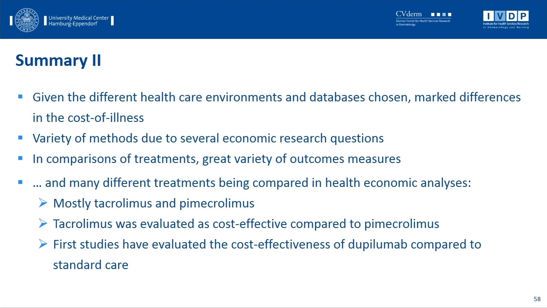Given the different healthcare environments and databases chosen, we can see marked differences in the cost of illness, and there's also a variety of methods due to several research questions. So in atopic dermatitis, you are also interested in the prevention. And in comparisons of treatments, there were several outcomes used to estimate the cost-effectiveness ratios between treatments. And tacrolimus and pimecrolimus was mostly used, whereby tacrolimus was evaluated as more cost-effective. And first studies have evaluated the cost-effectiveness of dupilumab compared to standard care. And here it was shown that in the severe population, dupilumab is more cost-effective.